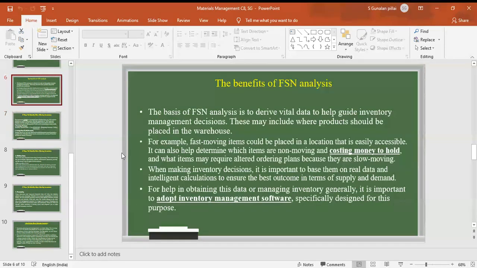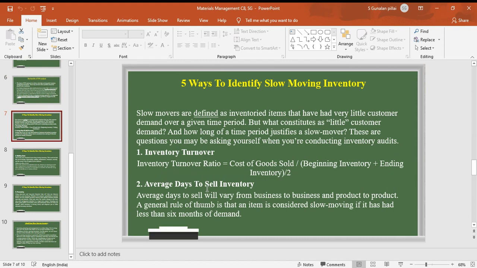Till now we have seen that inventory management software is required for FSN analysis. So the other question that arises here is, how to identify slow moving inventory? As per the calculation, we have calculated the fast moving, slow moving and non moving items. The slow moving items identification will be, again I am reminding you, that if 200 products are there, it is easy. If 20,000 or 30,000, 40,000 products are there, it is very difficult.